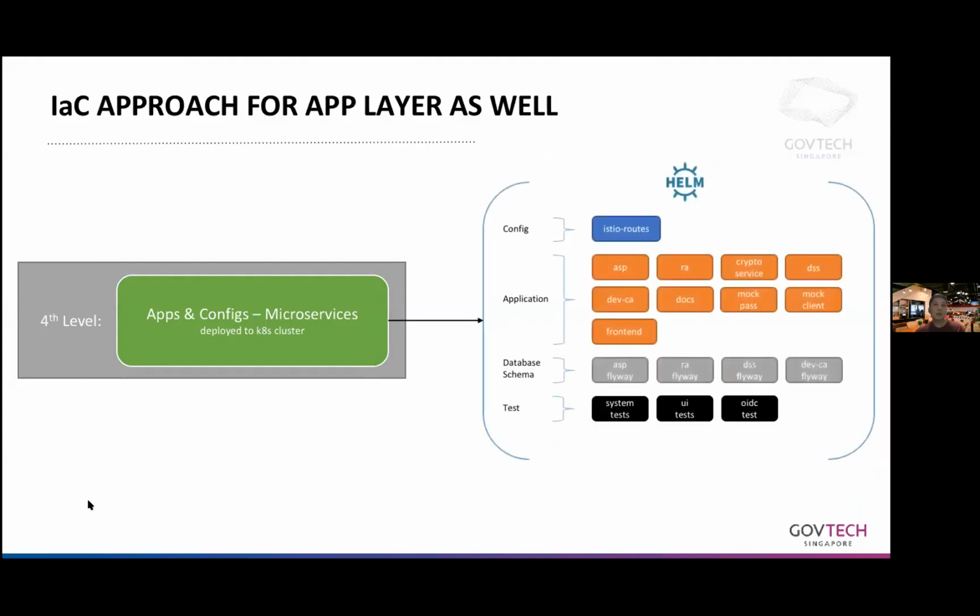Next. Apps and configs is the level where we install NDI applications into Kubernetes. These apps were designed to be stateless and are responsible for serving application traffic. Once again, we are using Helm to efficiently manage the deployment for these applications and to further ensure that they are configured with security and resiliency in mind.